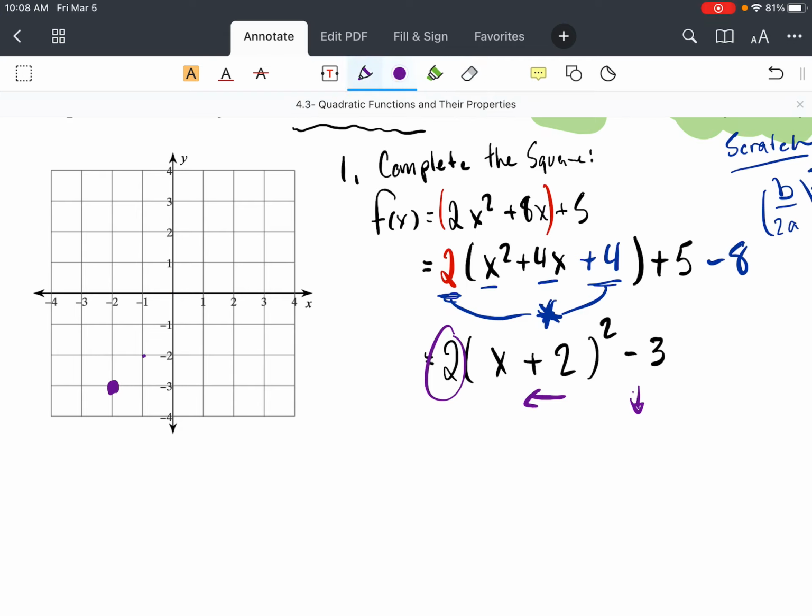Okay, and then typically what you would see is a parabola doing this. So these would be the first 5 points. However, because it's a factor of 2, instead of being to the right 1 up 1, it's actually going to be to the right 1 up 2.